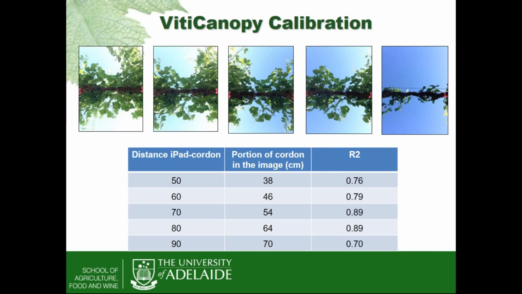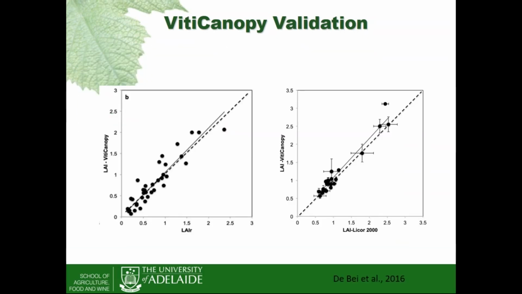This was all obtained using a common K of 0.7, as I said before, and you can see that the best models are those obtained when the images are taken between 70 and 80 centimeters, and this is the distance we normally recommend to take the images at.